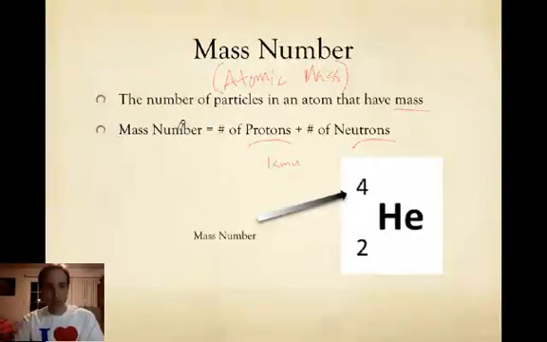Okay, so your mass number, your atomic mass, is simply the number of protons plus the number of neutrons in AMUs. So in this case, I'd like you to label in your picture that the top number, the 4, is the mass number, not the atomic number.